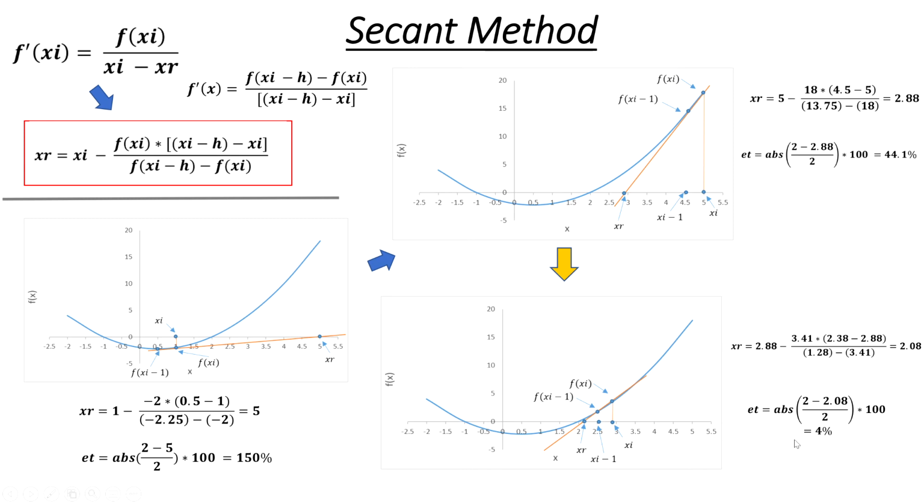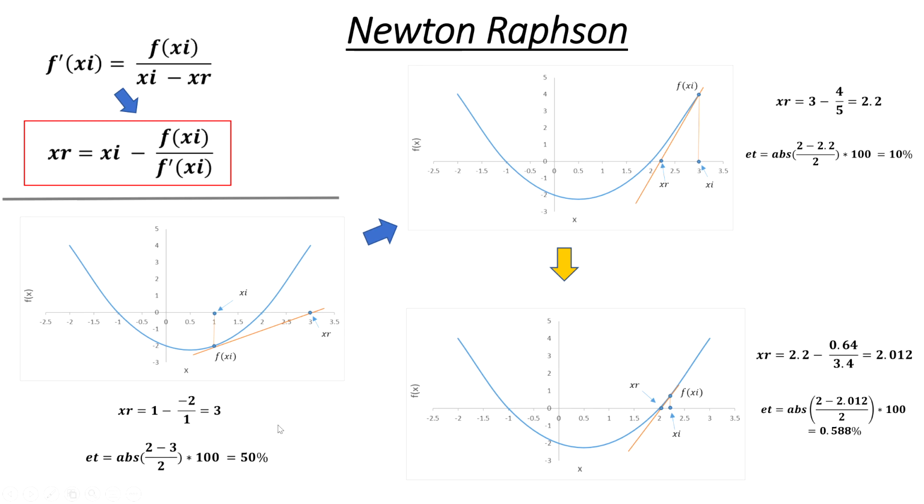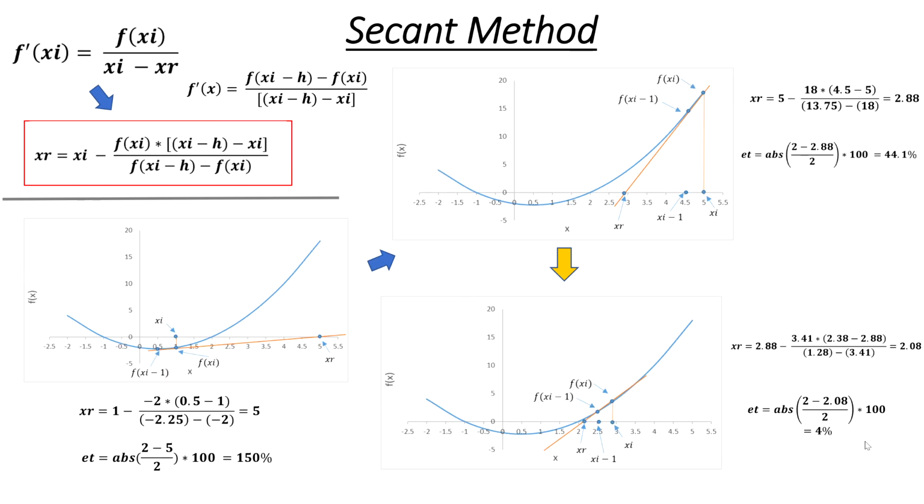Okay, so if we compare this to the Newton-Raphson, where we use the exact derivative, we started with a 50% error instead of 150%, then we reduced it to 10% instead of the 44% for the secant, and here we have 0.588, but for the secant we have 4%. So using an approximation of the derivative, and it's not a surprise, does yield slightly more error than using the exact solution for the derivative, which means when we're going to be developing the Python code, it's going to take slightly more applications of the secant method to reach the same accuracy as the Newton-Raphson, as we're going to see in the next lesson.